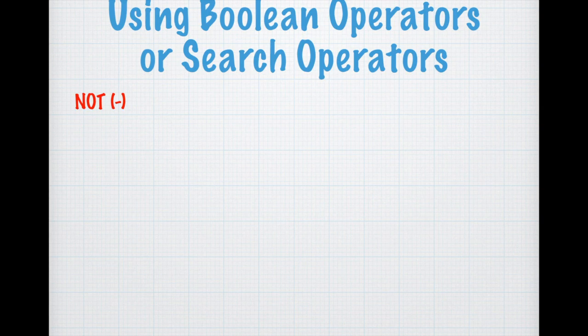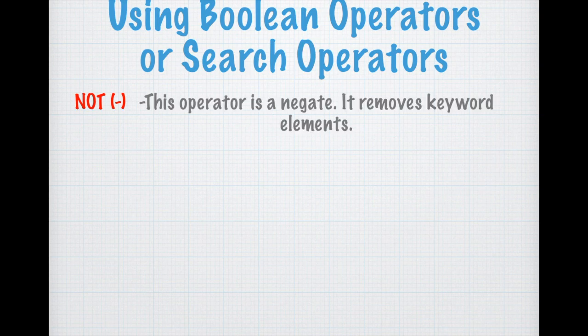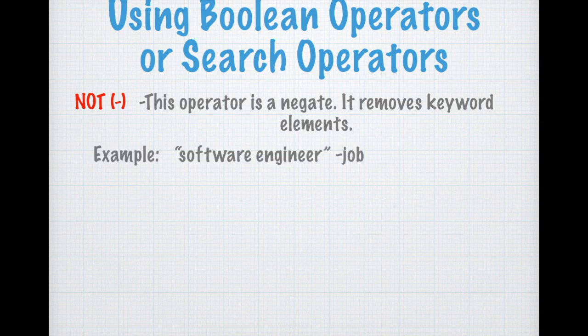NOT as a Boolean operator or search operator. When I'm using that within Google, I'm going to use a negative sign instead. This operator is a negate. That means it takes content away. For example, software engineer minus job. That means I'm not looking for a job as a software engineer. I could be looking for information about software engineers or requirements to become one, or even people who are, but I'm not looking for jobs.